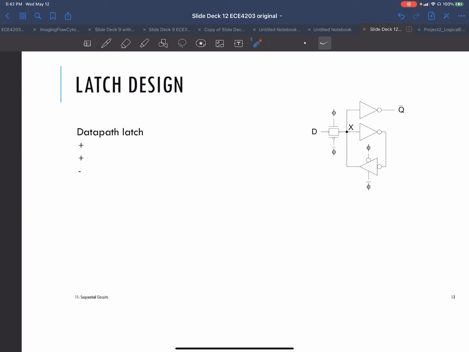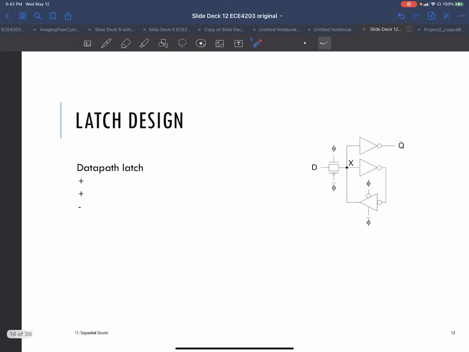Latches are variations on this thing now. When you have a static latch, you always have a positive feedback circuit. You have something that controls when the positive feedback controls the storage node, and when the input controls the storage node, and you may or may not have some kind of a buffer.